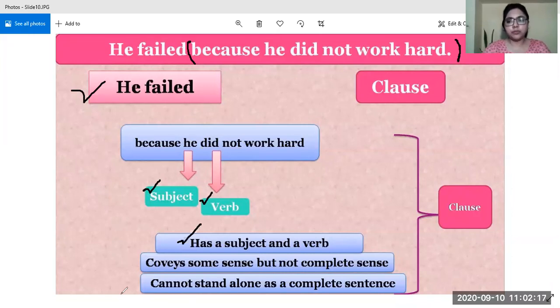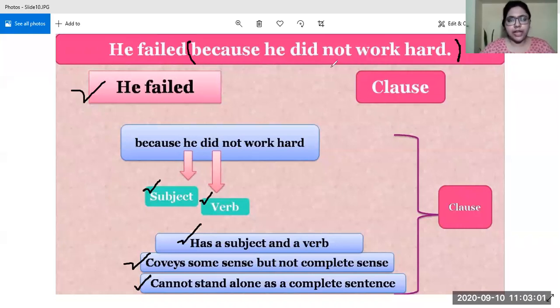It conveys some sense but not complete sense. Whenever you tell somebody, if your first sentence is because he did not work hard, will the other person be able to understand what you're saying? No. But it is making some sense. It is not rubbish. It is making some sense, but not complete sense, and it needs some other words to complete itself. Since it is conveying some sense and not complete sense, this cannot stand alone, and it cannot be a complete sentence like the first part of the sentence was.